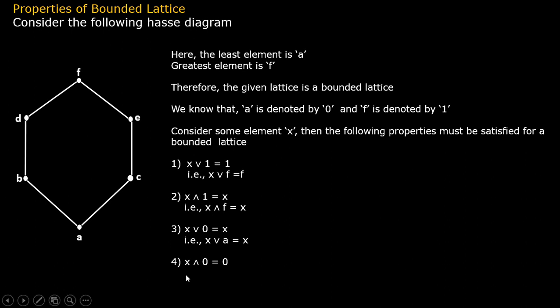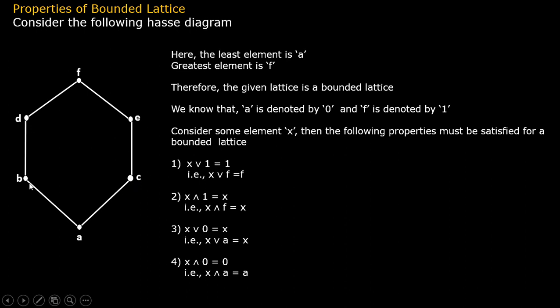Now, the fourth and the last property says that x and 0 gives you a 0, or in other words, x and A gives you an A. That means the greatest lower bound of x and A will give you an A. Now, let us see if x is C here. So, that means C, the greatest lower bound of C and A would be A.